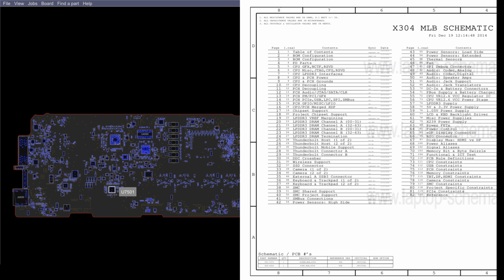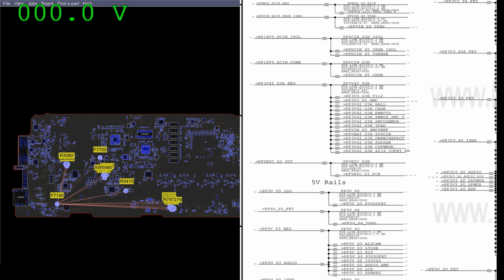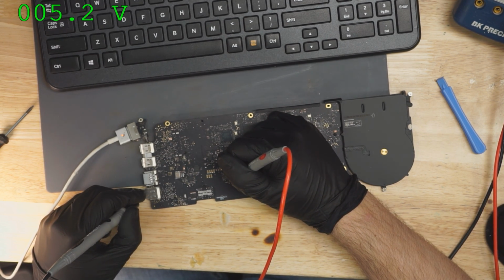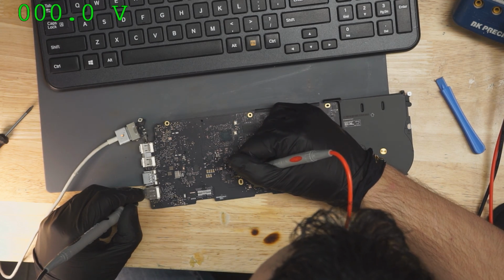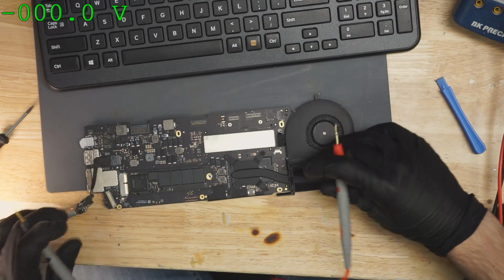So let's go and check out our power rails. The first thing we're going to check is our PP bus. All aboard the PP bus. 12.6 volts on PP bus. Good. Let's check some other rails. PP5 ES5. 5.2 volts. Let's see what we get on something like PP5 ES4. 5.2 volts. Let's see what we get on something like PP5 ESO.